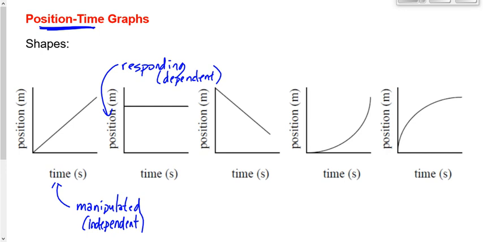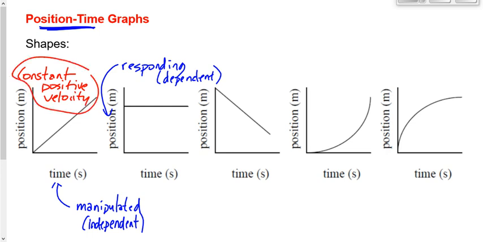Because it's a straight line, what do we know about that changing position? It's constant, right? It's changing at a constant rate. In other words, we would say this is constant velocity. In fact, we'd say it's constant positive velocity because my velocity isn't changing and you're going in the forward or positive direction. Constant positive velocity. What do you think that second graph represents?